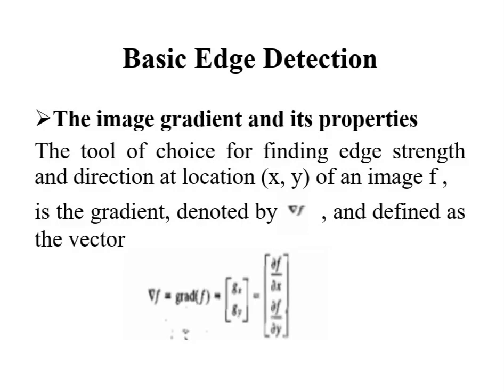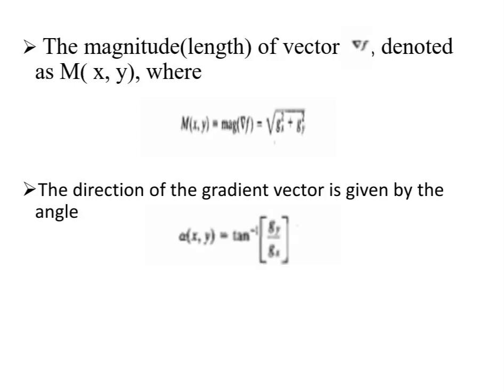that del f by del x is equal to -2 and del f by del y is equal to 2 at the point in question. Then del f is equal to the matrix of gx, gy, which is the matrix of del f by del x, del f by del y, including the values -2, 2, from which we obtain M of x, y is equal to 2 root 2 at that point. Similarly, the direction of the gradient vector at the same point follows from the equation alpha of x, y is equal to tan inverse of gy by gx, which is equal to -45 degrees, the same as 135 degrees measured in the positive direction with respect to the x axis.